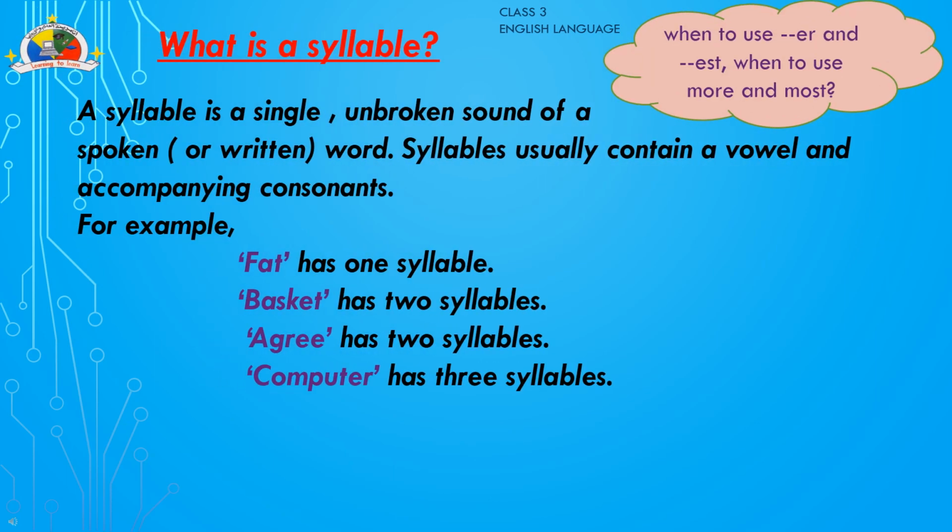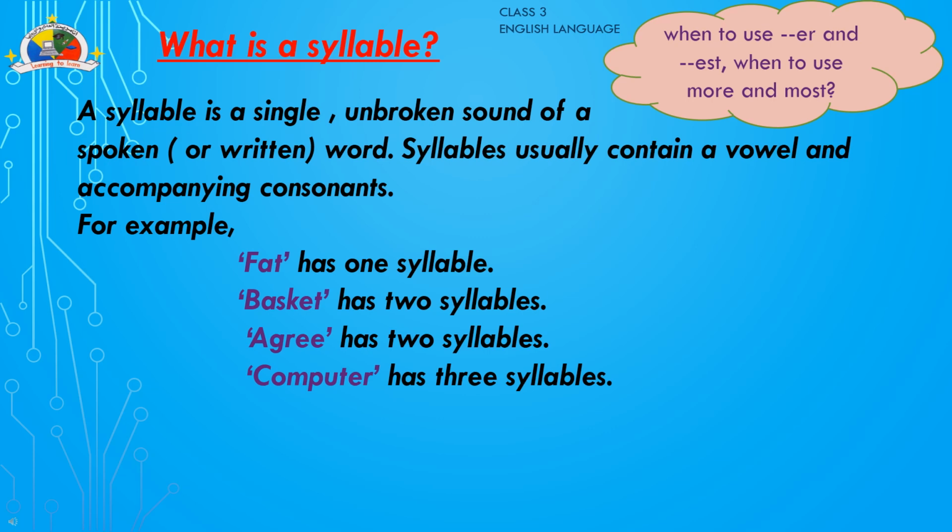Now, how do we know when to use er and est and when to use more and most? All of these are based on syllable. First, let us understand what is a syllable. A syllable is a single unbroken sound of a spoken or written word. Syllables usually contain a vowel and accompanying consonants.